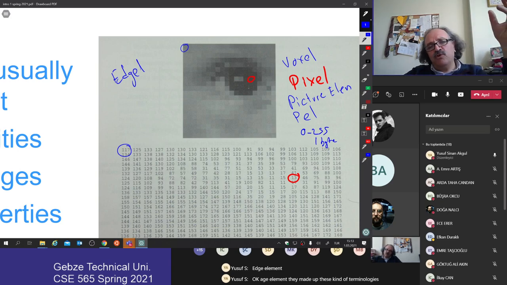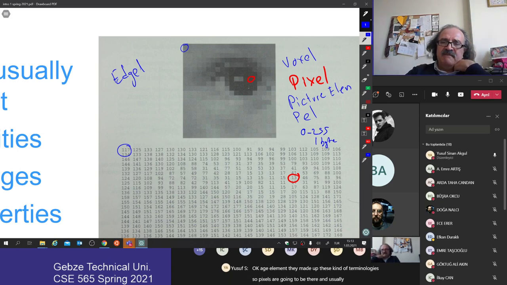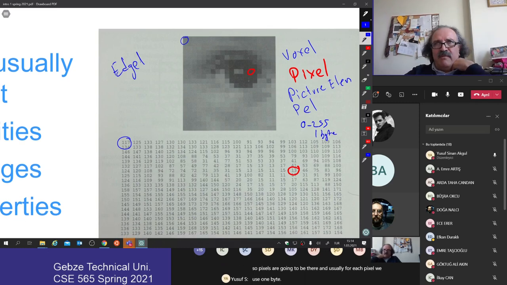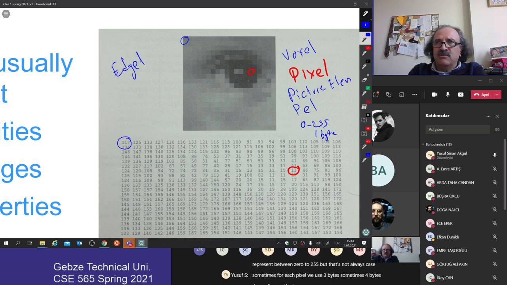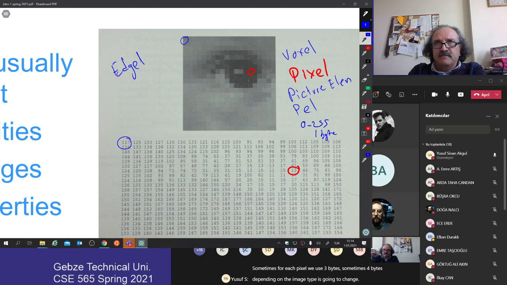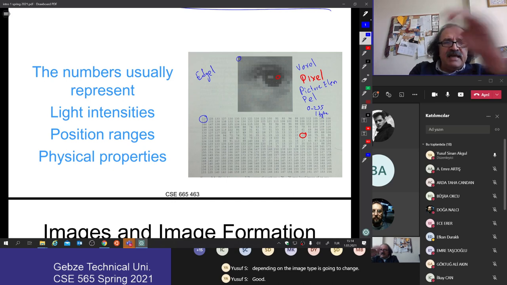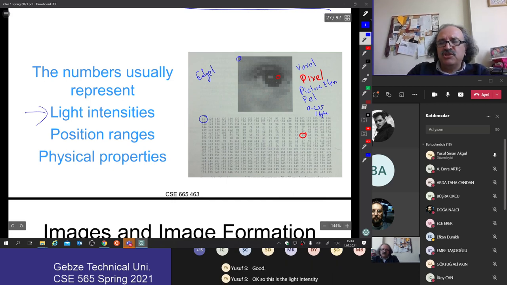So pixels are going to be there, and usually for each pixel we use 1 byte. Because that's convenient. 1 byte is 8 bits, so it can represent 0 to 255. But that's not always the case. Sometimes for each pixel we use 3 bytes, sometimes 4 bytes, depending on the image type. Good. So this is a light intensity image.